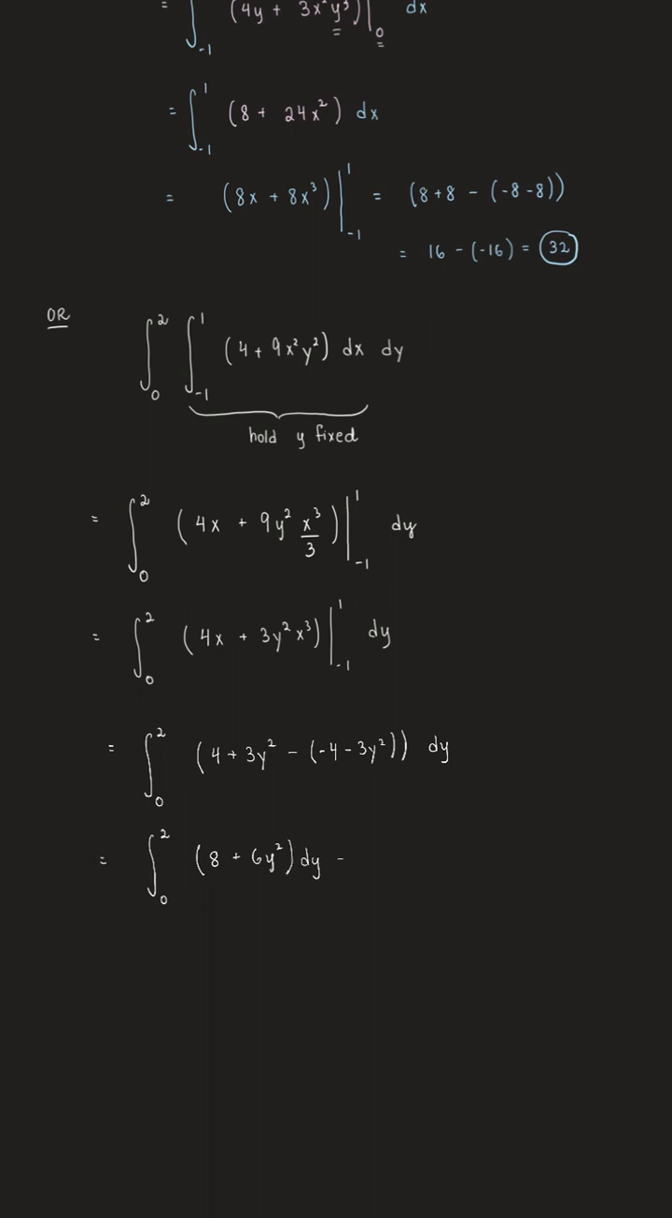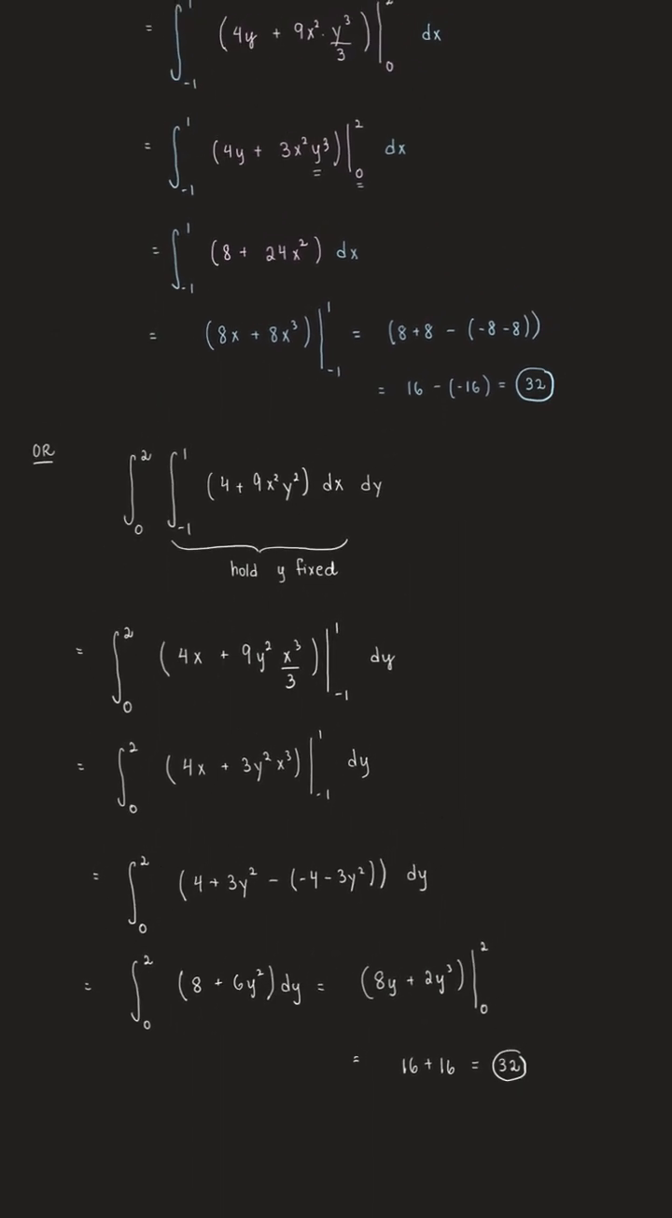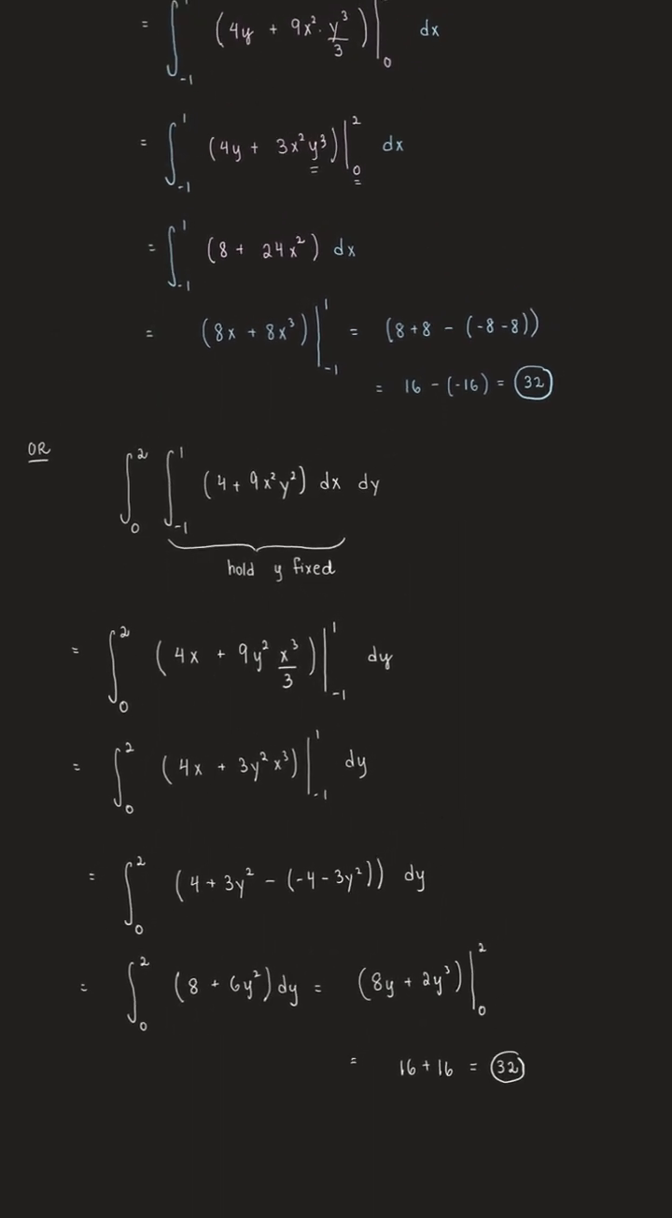Okay, let's integrate that with respect to y. So we'll have an 8y plus 6y cubed over 3, so plus 2y cubed, from 0 to 2. Using the fundamental theorem again, we get 16 plus 16, and then we subtract what we would get when y is 0, which is just 0, and so this does give us that volume of 32, which is consistent with our previous answer when we had a reverse order of integration.